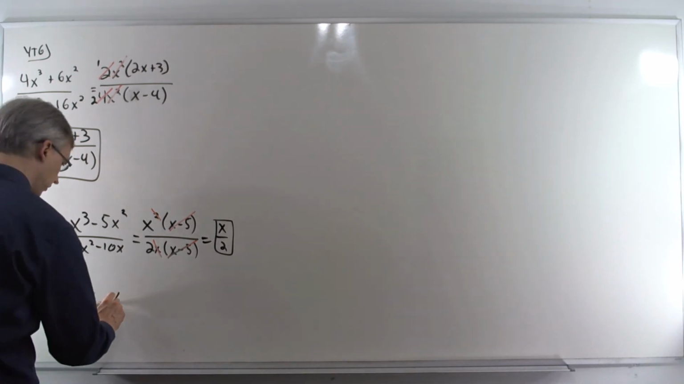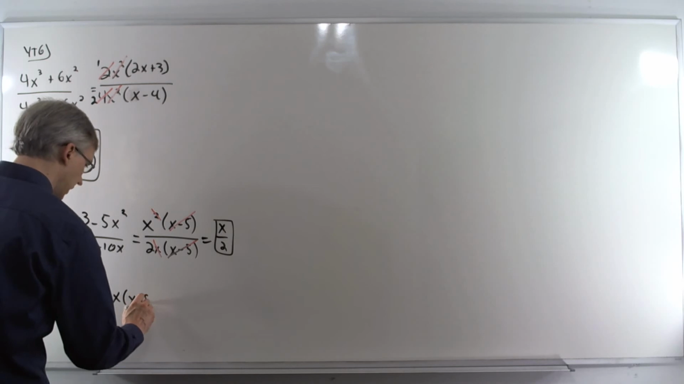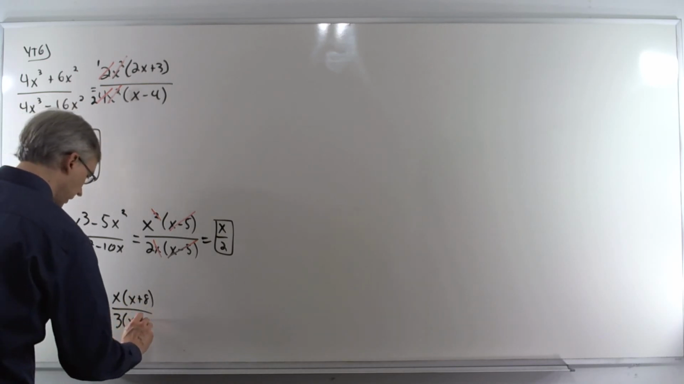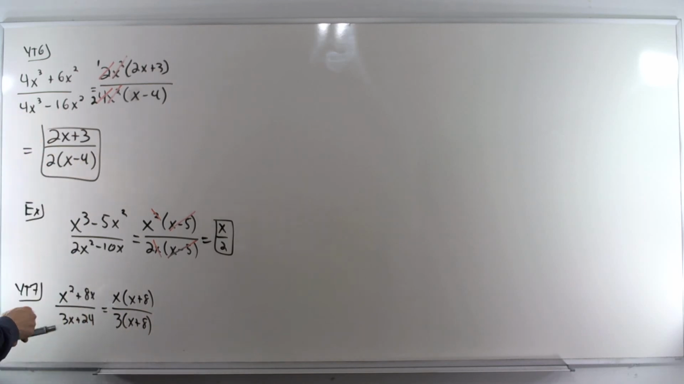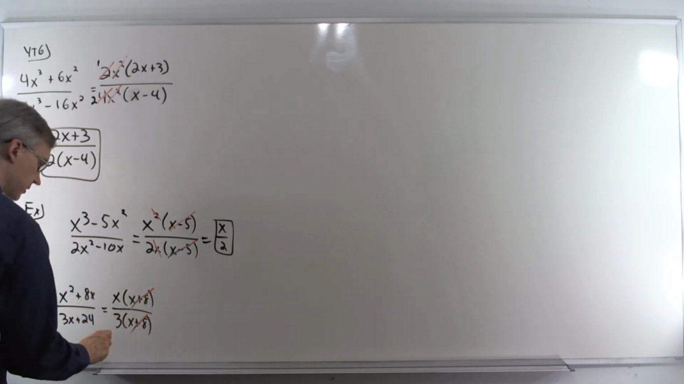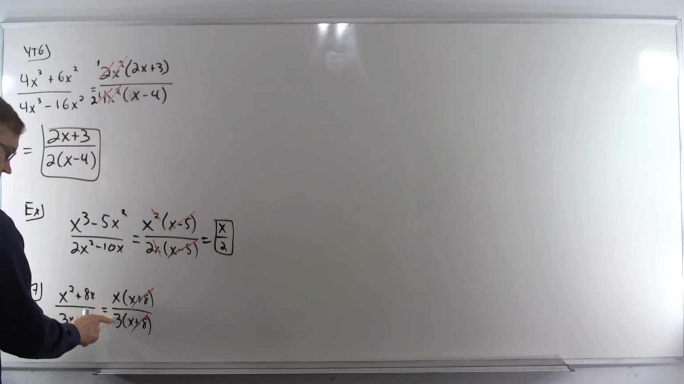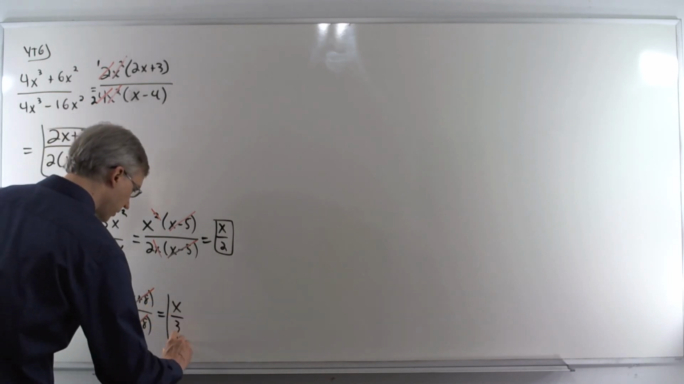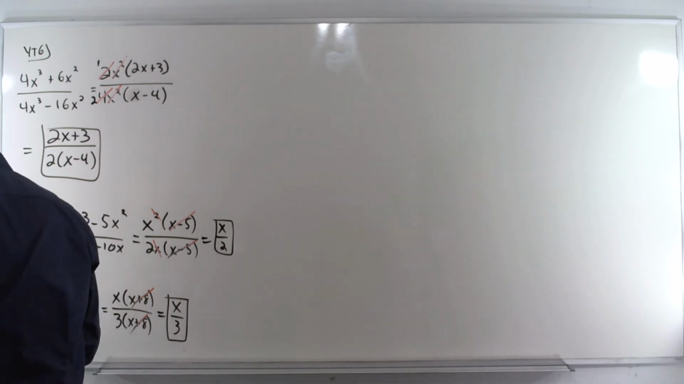So on top we can factor out an x to get x times x plus 8. And on the bottom we can factor out a 3 to get 3 times x plus 8. Now our binomials cancel. And what we're left with is x on top and 3 on the bottom. X over 3.